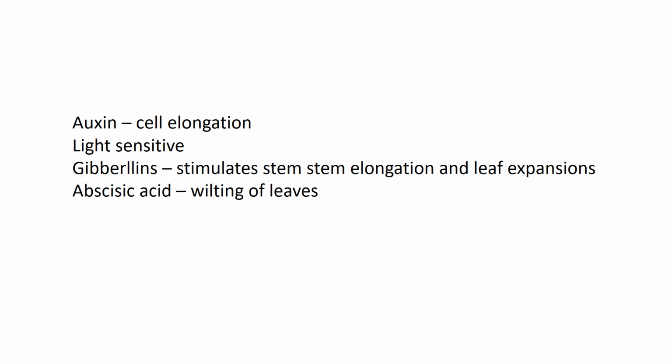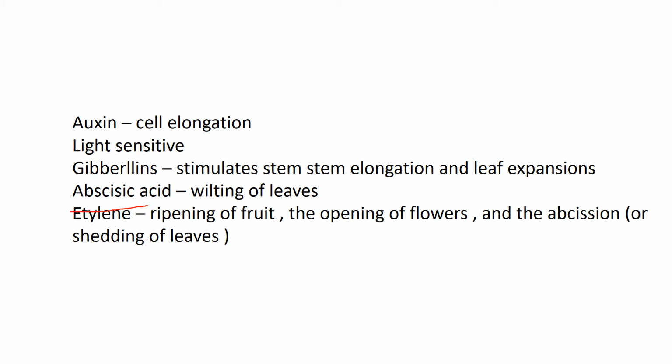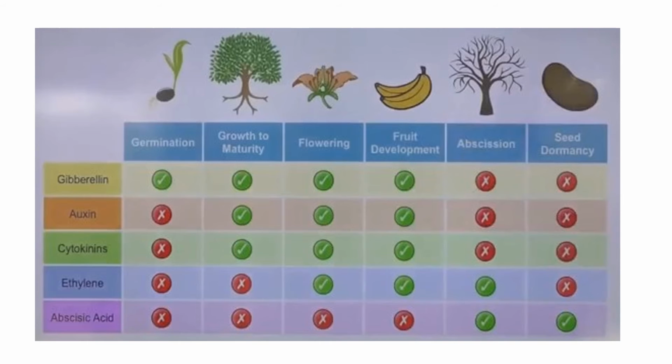Now growth inhibitors. In growth inhibitors there are two: abscisic acid and ethylene. Abscisic acid is used in wilting of leaves, and ethylene is used in the ripening of fruit, the opening of flowers, and the abscission or the shedding of leaves. See, here there is a picture. This is gibberellin, auxin, cytokinins, ethylene, abscisic acid.